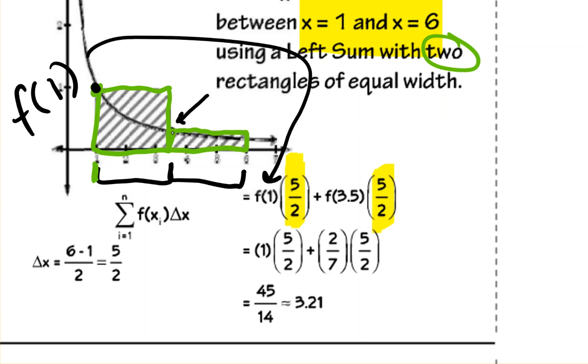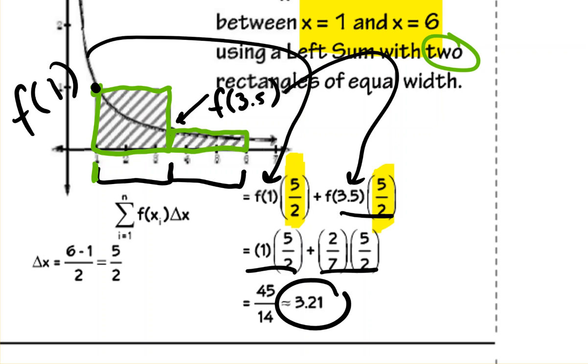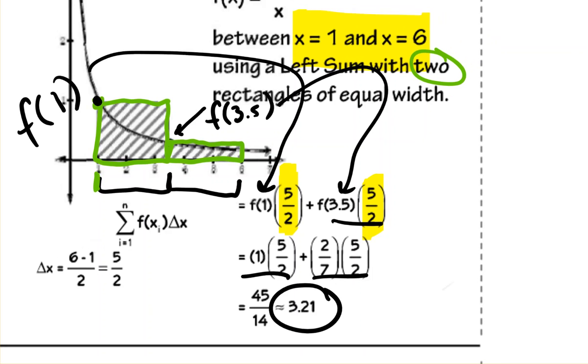And then here, that rectangle starting at the y value when x is 1 plus 2.5 would be 3.5. So that's the height of that rectangle, or width, whatever you want to call it. So length times width gives us some number, length times width gives us some number. So the area of those two rectangles, total them up, and you get a number. And so we can estimate that the area between 1 and 6 is 3.21.